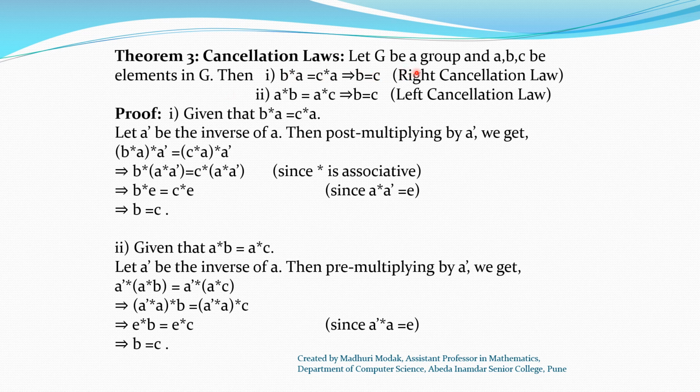Let G be a group and A, B, C be elements in G. Then B star A equal to C star A implies B equal to C. Here we are cancelling A from both sides, which is to the right of star. So this law is called the right cancellation law. The second law is A star B equal to A star C implies B equal to C. Here we are cancelling A, which is on the left of star. So cancelling A from both sides, B equals C, which is called the left cancellation law. Now we prove both the laws.